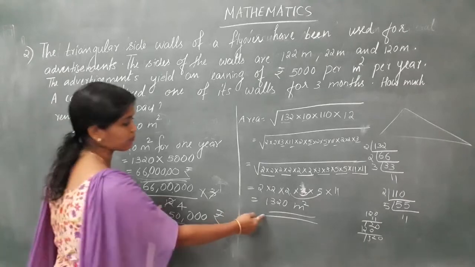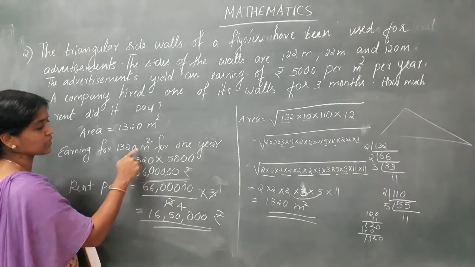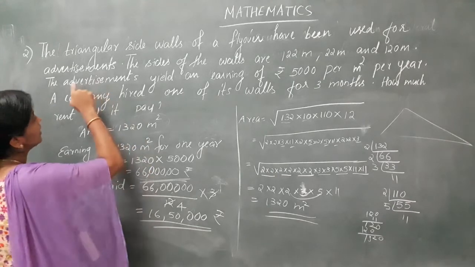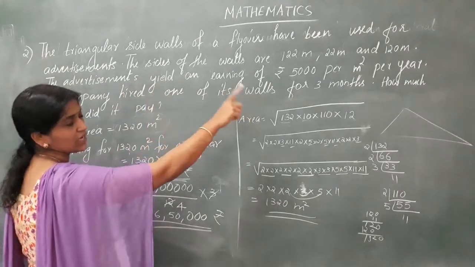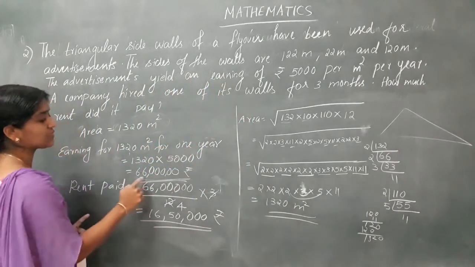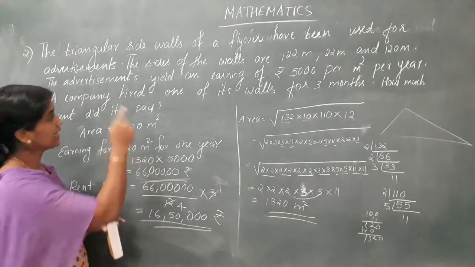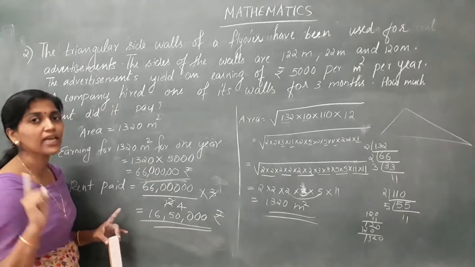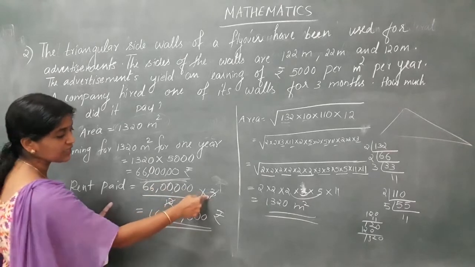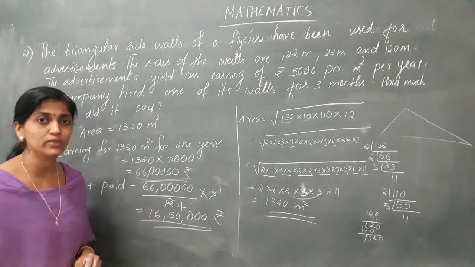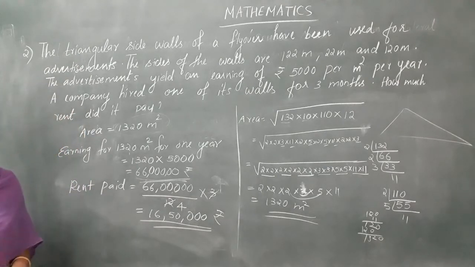You will not have a problem up to here, but the problem comes from here. See, earning for 1320 meters square means this advertisement company yields 66 lakh for 1 year for this much area if they are giving it for 1 year. But the next company is not taking it for 1 year, they take only for 3 months. That is why first I found for 1 month, then multiplied it with 3 to get for 3 months. Rent paid for 3 months. I think it is clear. Okay.